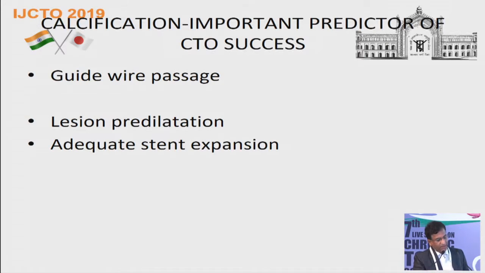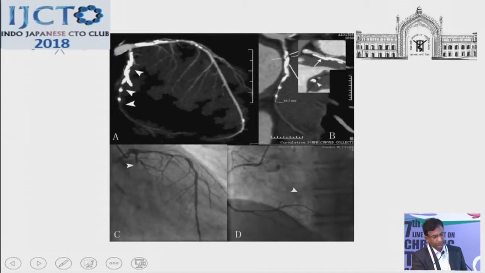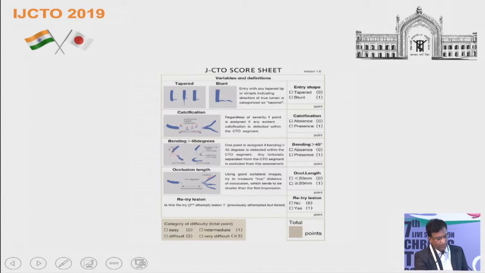Now, as I mentioned, calcification is the most important predictor of CTO success. So it helps you in planning your wire strategies, also the requirement for additional rotablation, and to see if your stent is adequately expanded. As an example, a patient who had a totally occluded circumflex in the lower corner, and you can see that the conventional angiogram just showed a totally occluded vessel, but a CT did pick up extensive calcification, which needed wire escalation strategies.